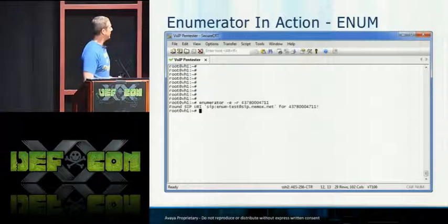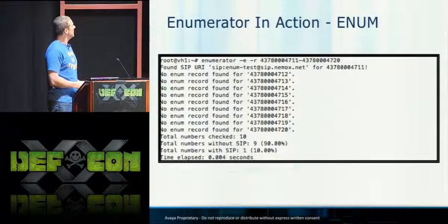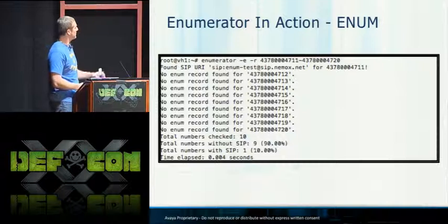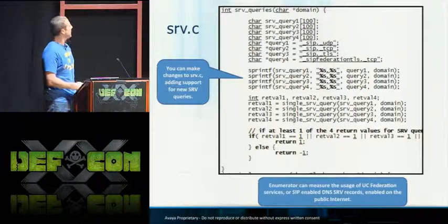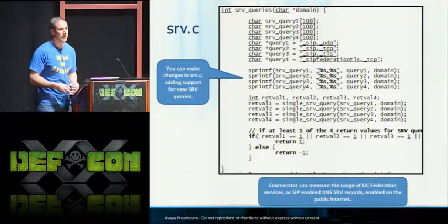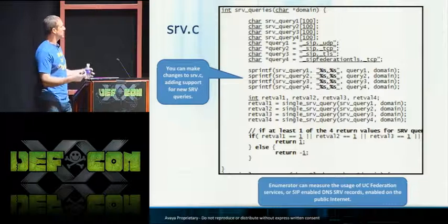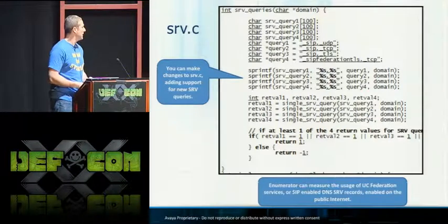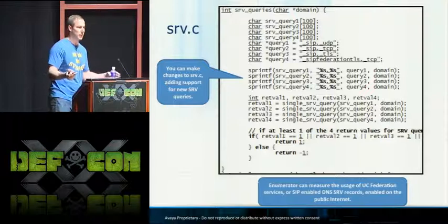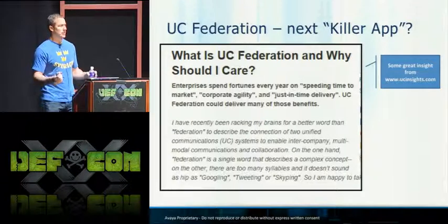It looks up the number, and it finds that SIP URI right there, enum-test at sip.nemox.net. Here's another view of doing a range of addresses, and it calculates some statistics at the end of its little ENUM scan. I've already released this, and in the tool you can go into srv.c, and these are the lines right here if you want to modify the code and add your own SRV lookups. Enumerator can measure the usage of UC Federation services or SIP-enabled DNS on the public internet. We're giving this away as a research tool, and as we find more SRV record types, we can add them into Enumerator. Now we're taking a transition into UC Federation.